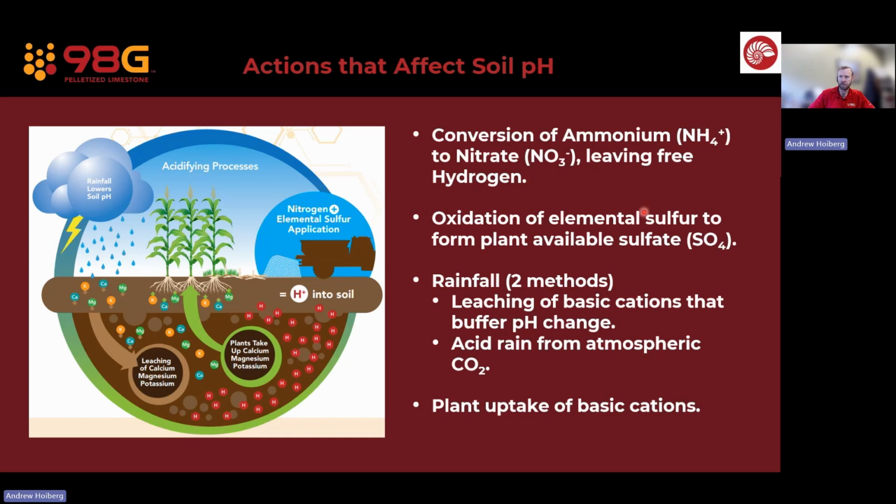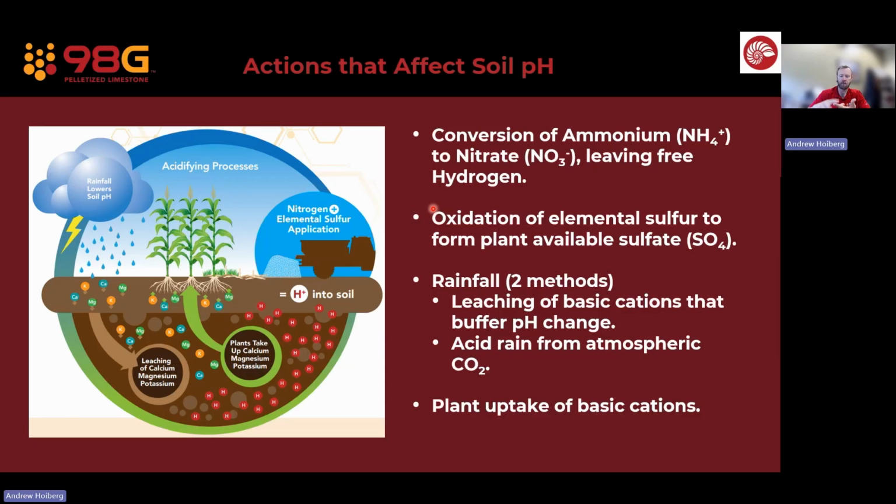Oxidation of elemental sulfur. So that is another way, and there's a little bit of confusion in terms of the sulfur contribution to acidification. We've got elemental sulfur on one hand, which as that elemental sulfur oxidizes to sulfate, that's what creates the acidity in the soil. Other types of sulfur don't acidify the soil like elemental sulfur does.